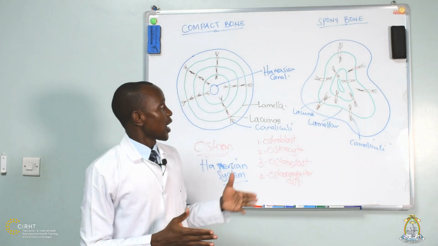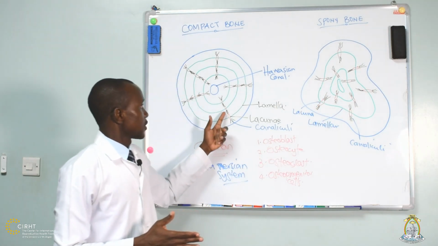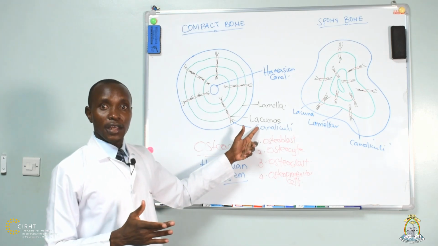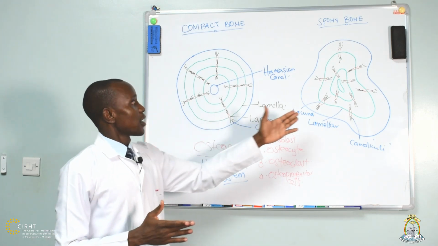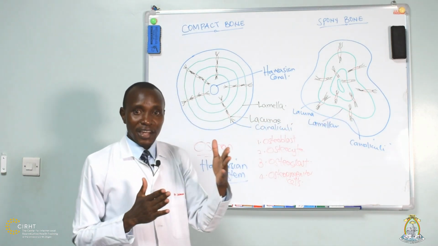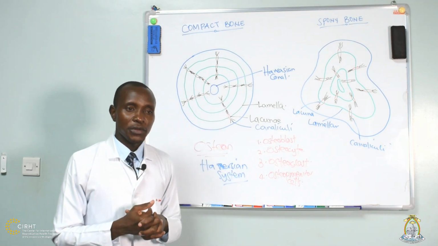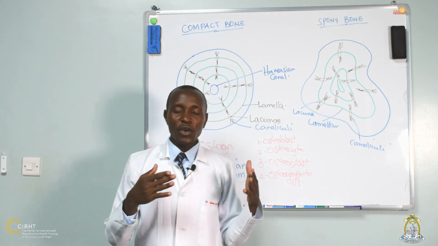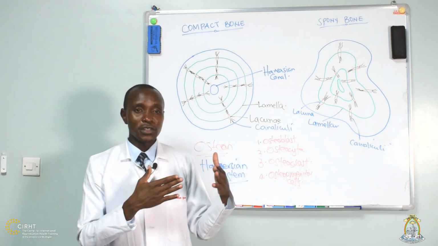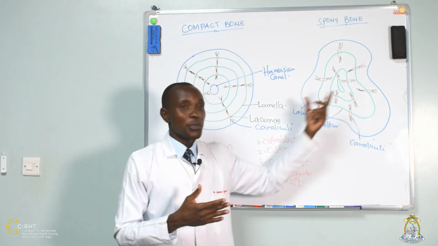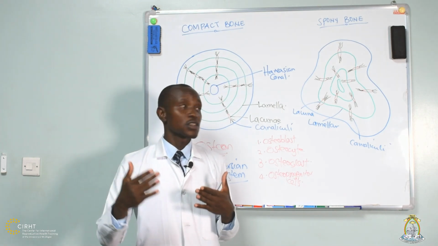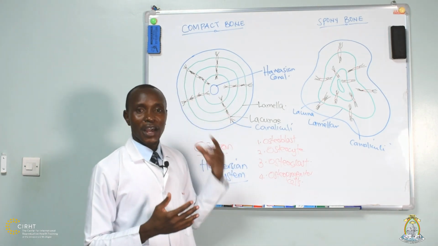Okay? And another notable difference here is the canaliculi. The canaliculi in spongy bone are not directly connected to each other compared to the ones in the compact bone. Okay? Some of these differences are the ones responsible for the spongy bone being sponge-like or soft compared to the compact bone.